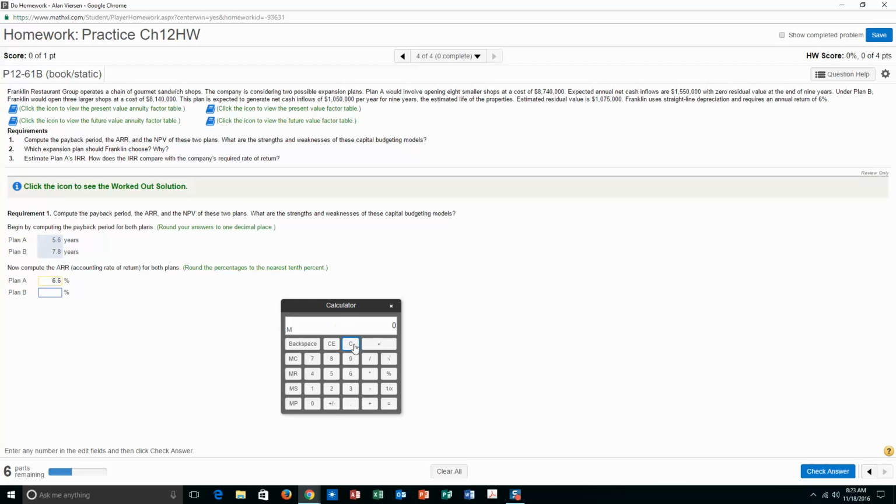Now, just to back up a little bit, if you don't remember how to do straight line depreciation, in this case it's 8,740,000. There's no residual value, so I'm just going to divide it by 9. And that's where the 971,111 came from.